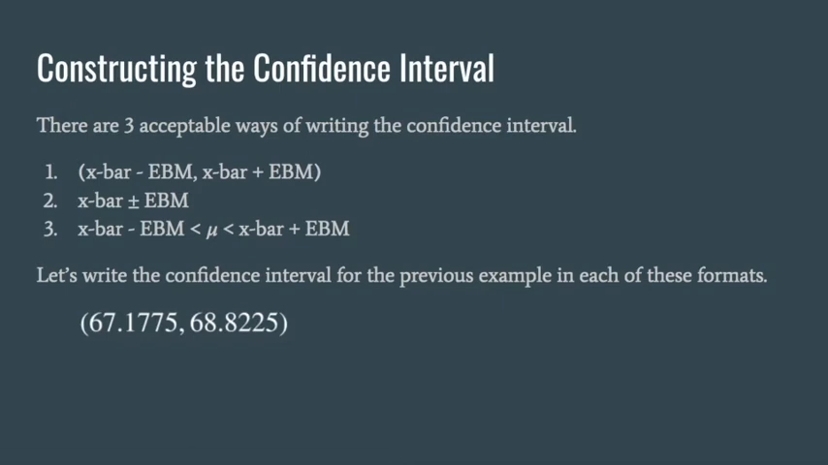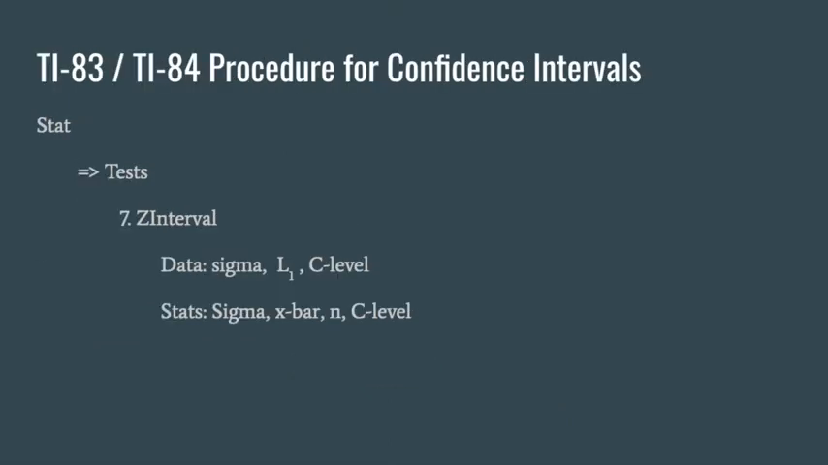The second way to do it would be to write x bar plus or minus our error. So that would be here, 68 plus or minus 0.8225. And the third way uses the same numbers as the first one, only we write it with an inequality with mu in the middle. So that tells us that mu is somewhere between 67.1775 and 68.8225. So how do we do these in the calculator?